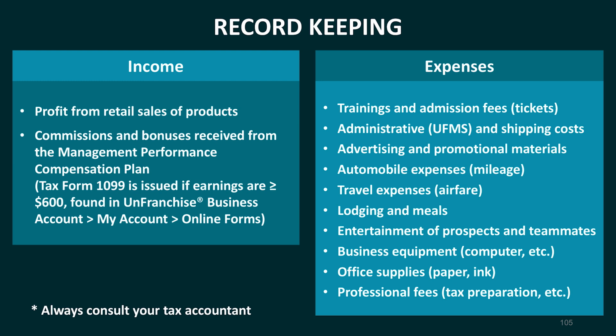And then from an expense standpoint, trainings and admissions for events, so ticket fees are something you should be keeping track of. Administration and shipping costs like our unfranchised or UFMS. Advertising promotional materials. Maybe you're doing trial size marketing and you're using some of that product as sampling. Automobile expenses with mileage, travel expenses, lodging and meals, entertainment of prospects and teammates, office supplies, business equipment, professional fees. There are so many tremendous advantages to being a business owner with our company. Again, consult with a tax accountant and you learn how to maximize these advantages with your unfranchised business.